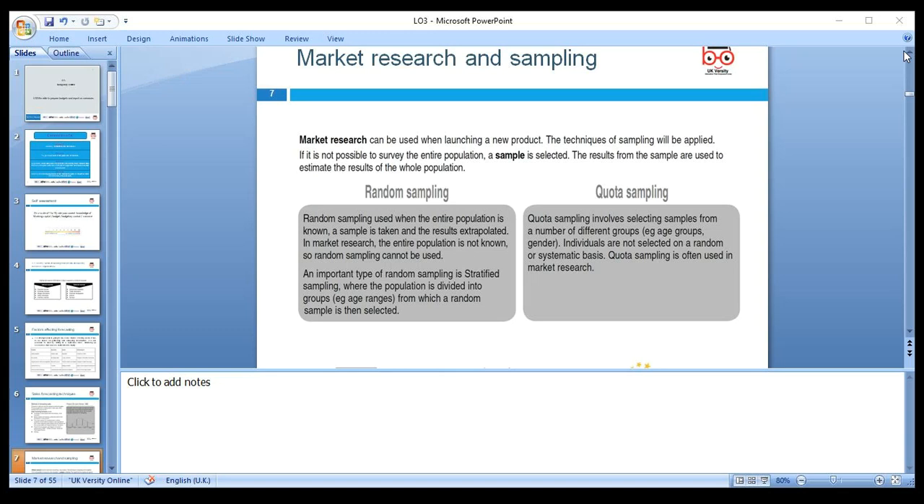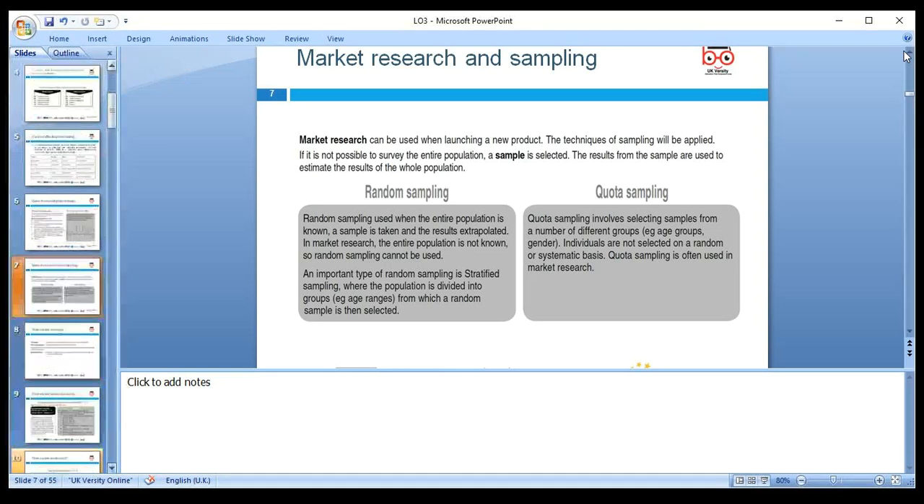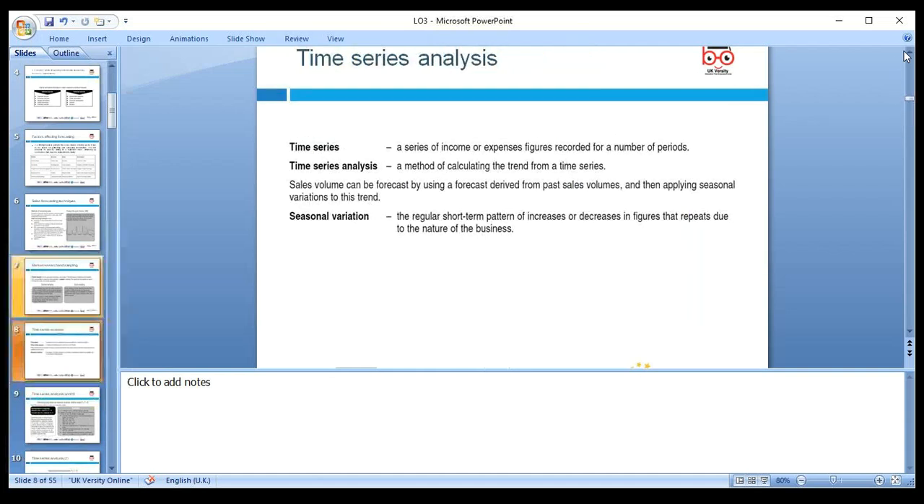Okay, so on the basis of this, random sampling and quota sampling techniques, we can use these techniques for making the forecasting. And then we have time series analysis. A time series is a series of income and expense figures recorded in a number of periods. Time series analysis is a method of calculating the trend from the time series.